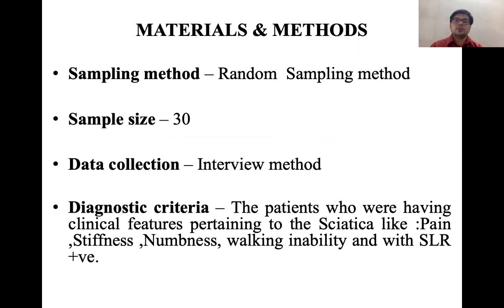The sampling method for patients was random sampling, and the sample size was 30 patients. Data collection was through the interview method, followed by diagnostic criteria: patients having pain, stiffness, numbness, walking inability, and a positive straight leg raising test.